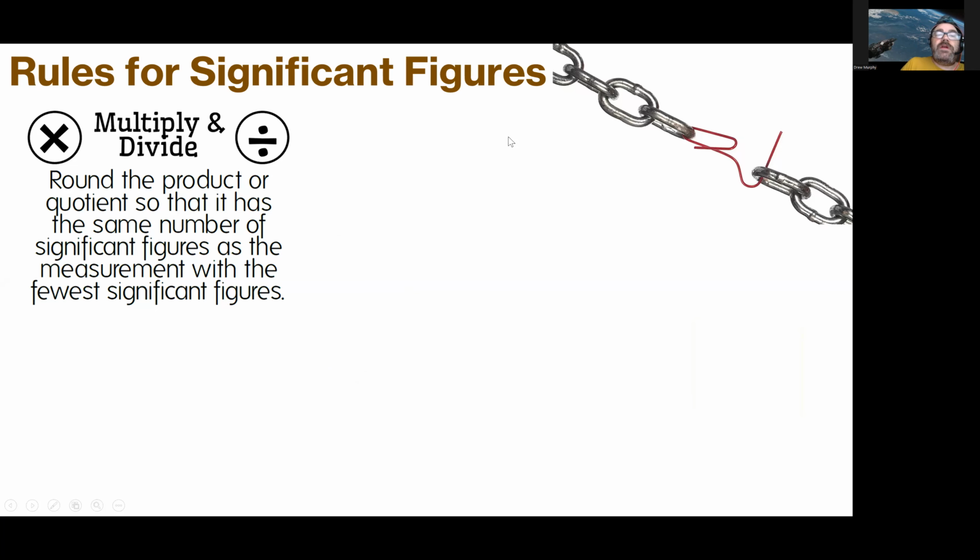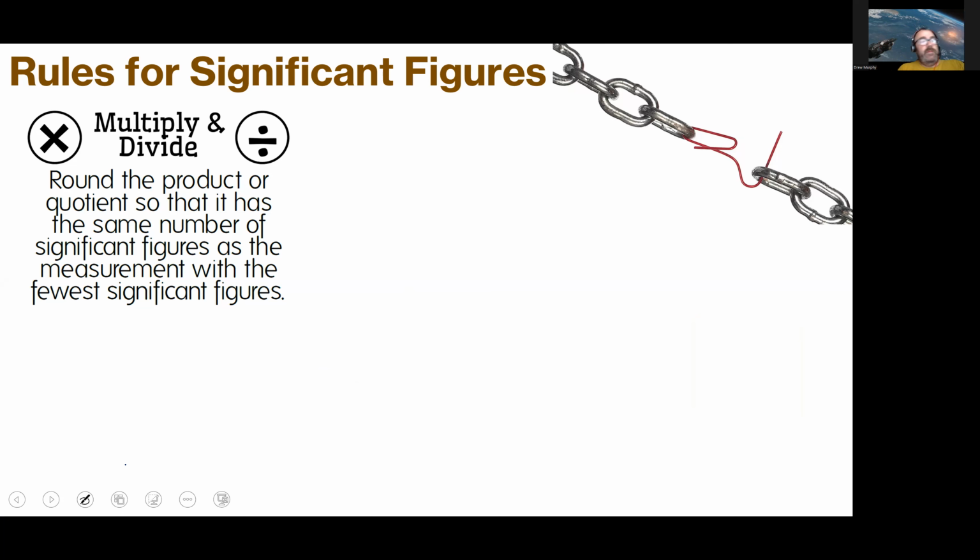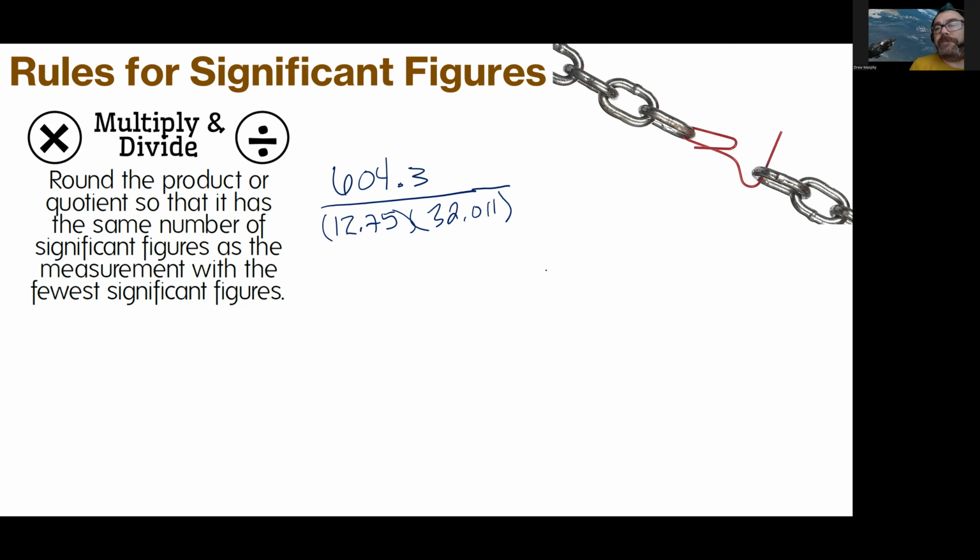When we're multiplying and dividing, our least precise data has the fewest significant figures, okay? So let's make up some examples as we do this. Let's say we have 604.3 divided by 12.75 times 32.011. All right, and this is our question. We want to figure this out.